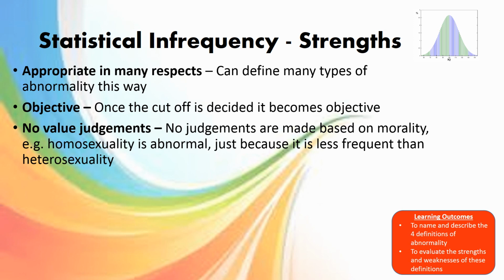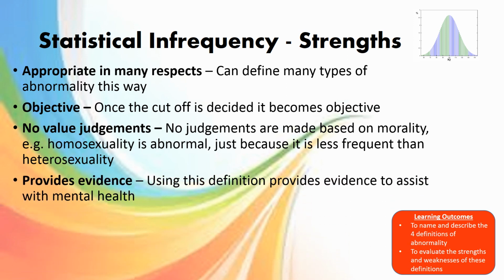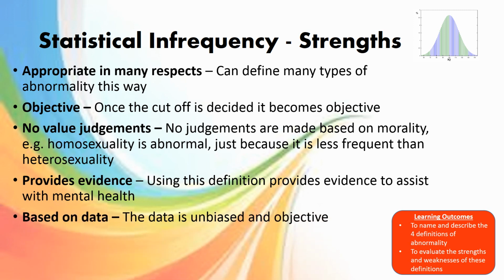So for example, homosexuality is abnormal just because it is less frequent than heterosexuality, and the statistical frequency isn't making any value judgments on that. It's just saying this is less common than this one. It also provides evidence, so if you use this definition, then it gives us evidence to assist with mental health problems, which is also very, very helpful. And it's based on data, and we like data because, again, it is unbiased and it is objective.